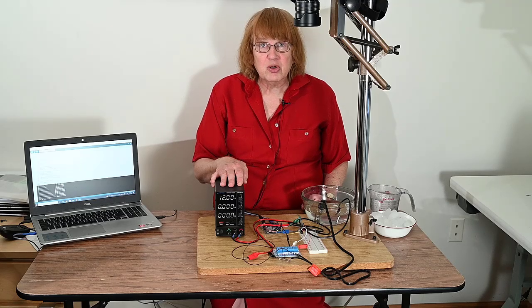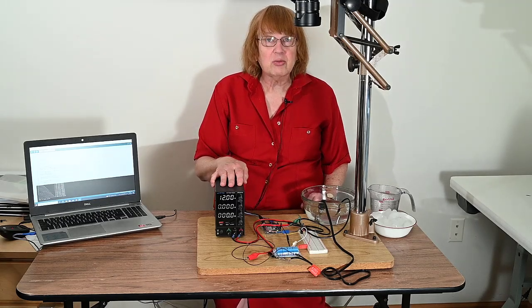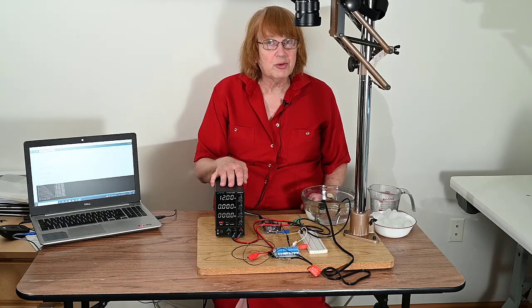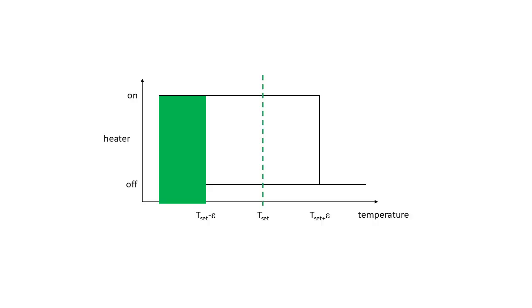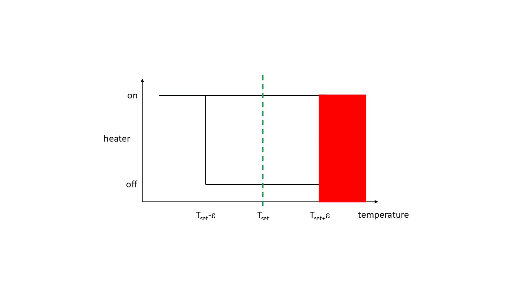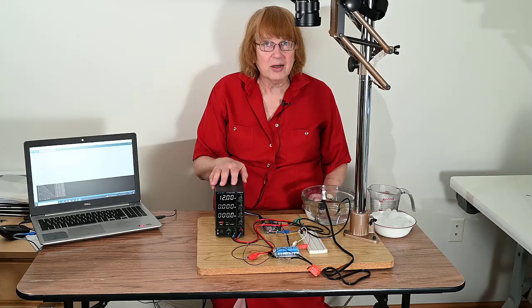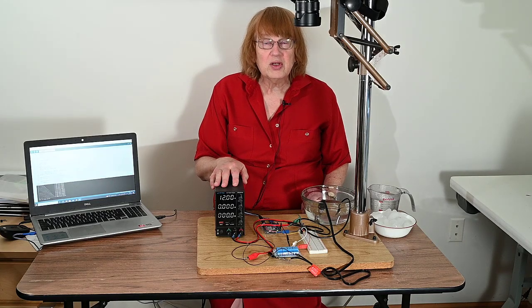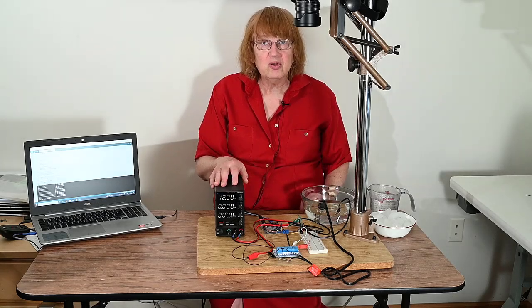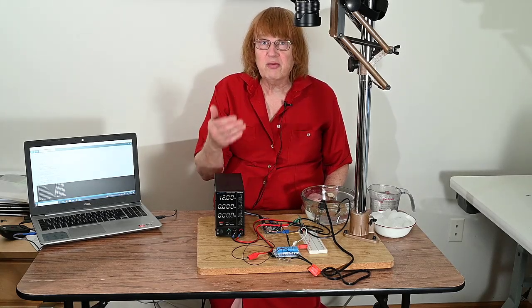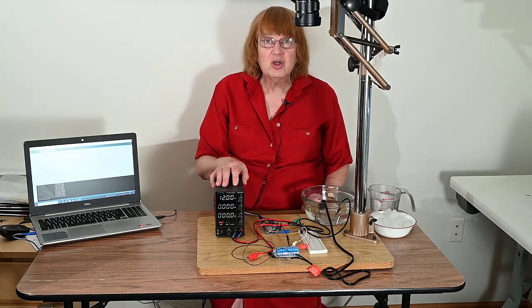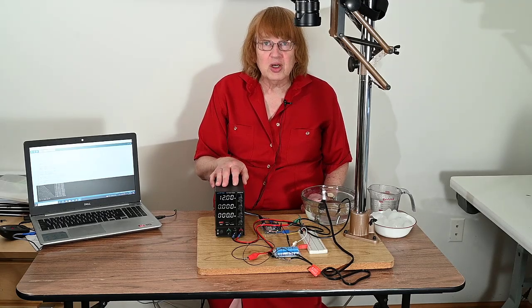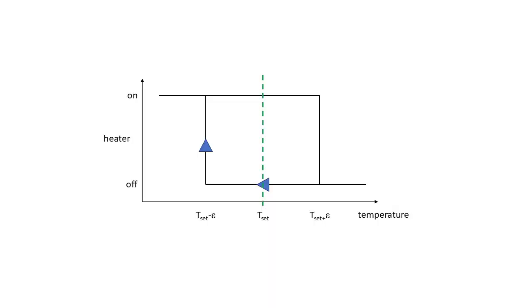If the temperature is outside of the plus or minus epsilon range, it's a simple decision. On if the water is too cold, off if the water is too hot. When the temperature is within the plus or minus range, the control law uses the previous value as history to determine which direction the temperature is going. Is it going from a higher temperature to a lower temperature? Or is it going from a low temperature to a higher temperature?